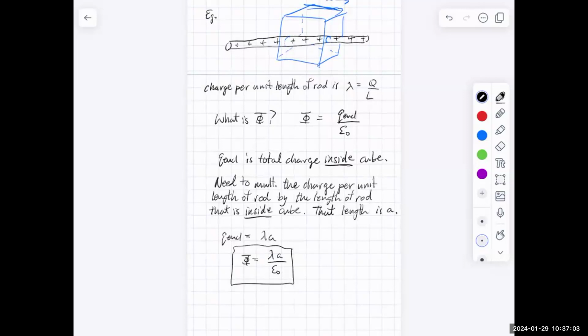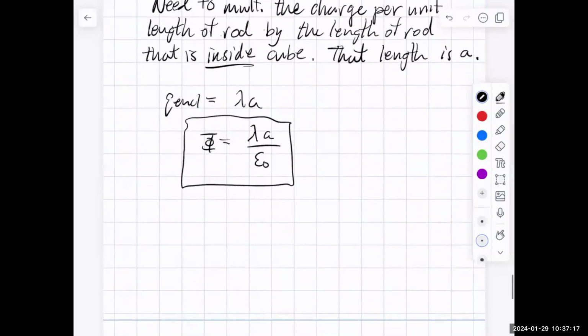Okay, good. So what we're going to do next is start perhaps a more interesting problem to try to show the utility of Gauss's law. And so let's see what we can do. Let's use Gauss's law to find the electric field.